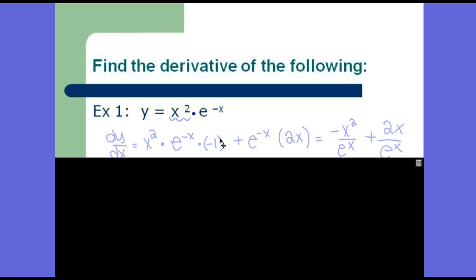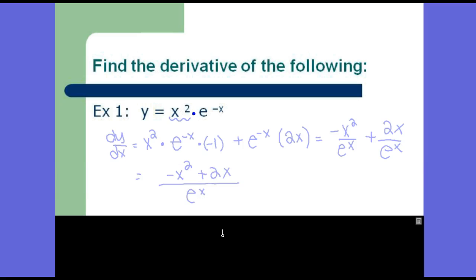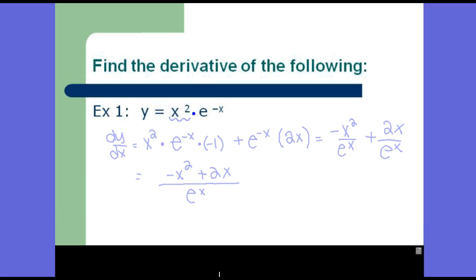Simplifying these two terms, I get negative x squared over e to the x plus 2x over e to the x. Because recall, an e to the negative x is really the same as 1 over e to the x. And these are now like denominators, so I can combine them to get one singular fraction. And I have negative x squared plus 2x over e to the x.